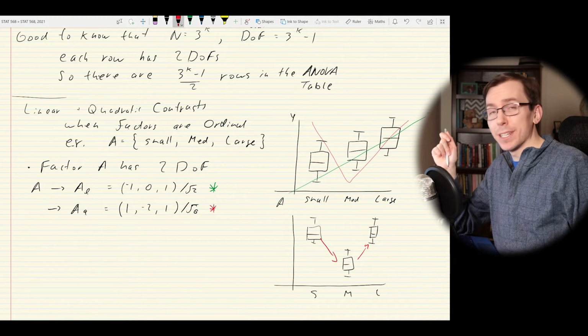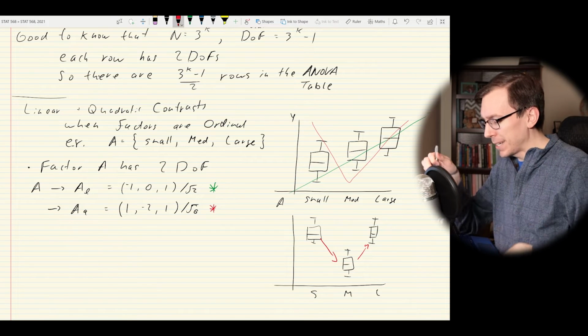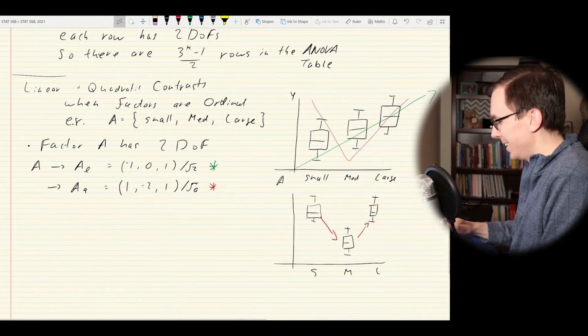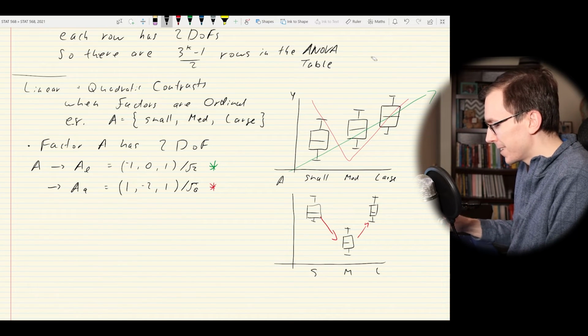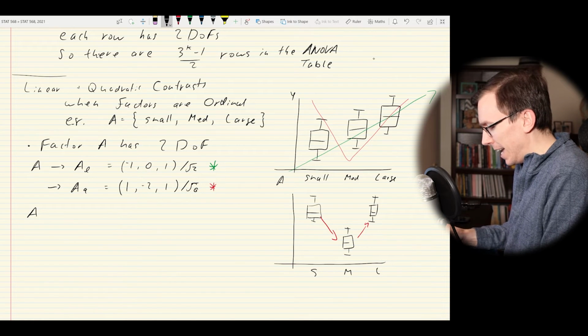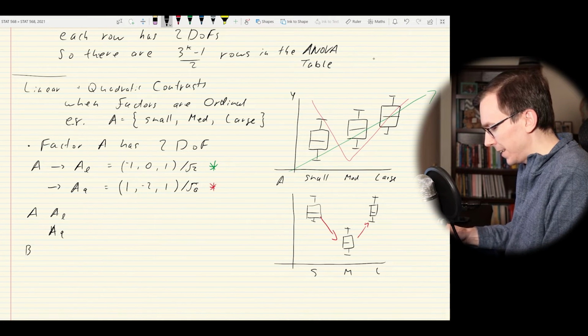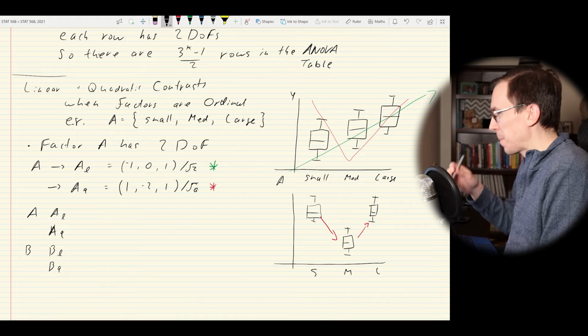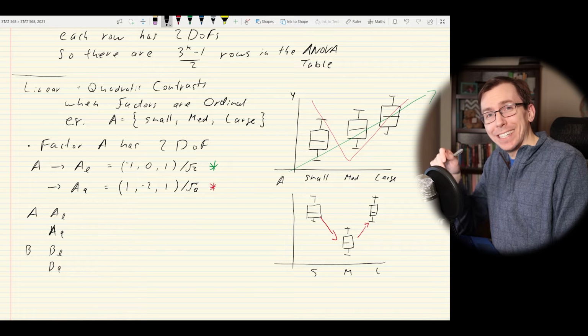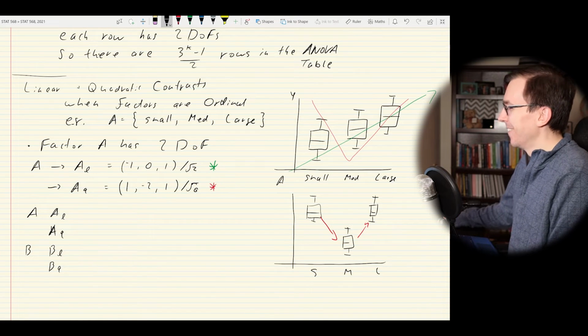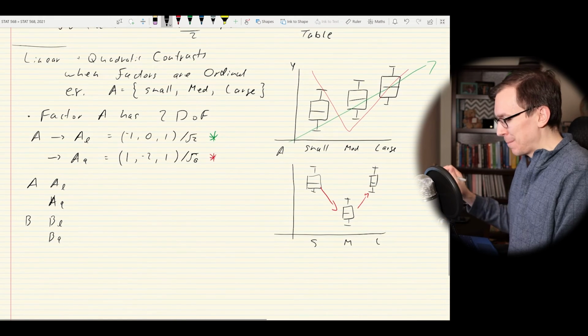So contrasts, again, are really useful, and they're very interesting in this case, because now for your ANOVA table, what you could do is take your A, I'm still in red. You can take your A and break it into an AL and an AQ. And you could take your B and break it into a BL and a BQ. Of course, that leads to an interesting question. What do we do with the interaction term again? Well, it's a little bit messy.